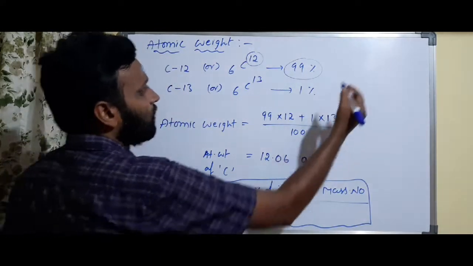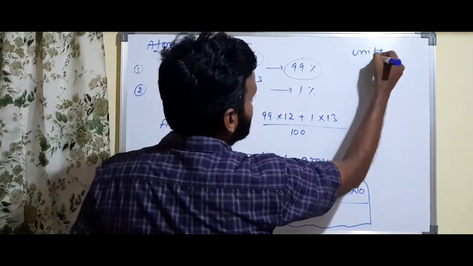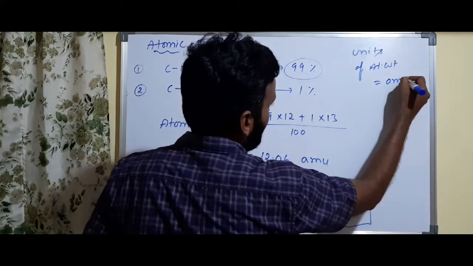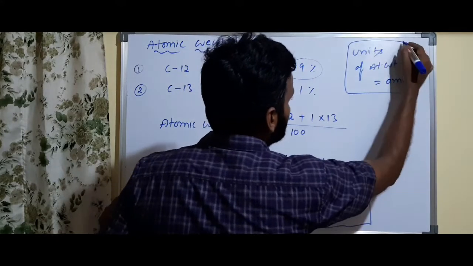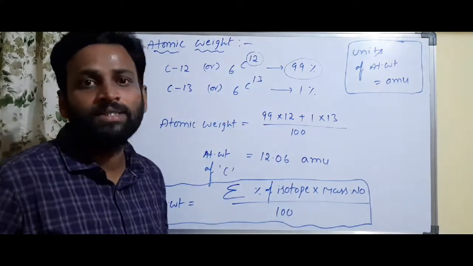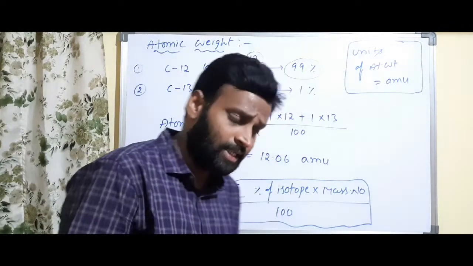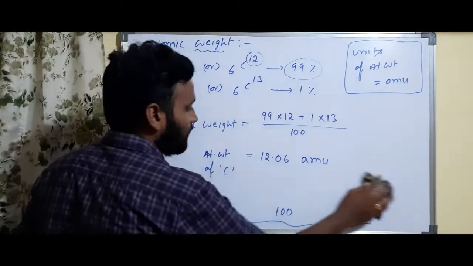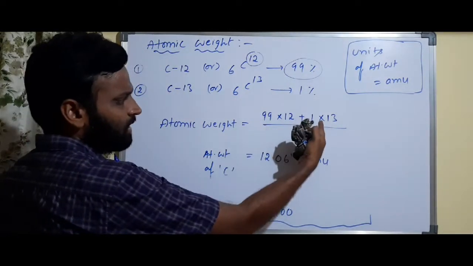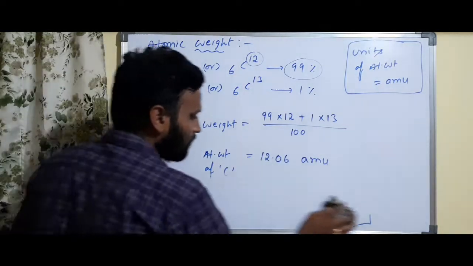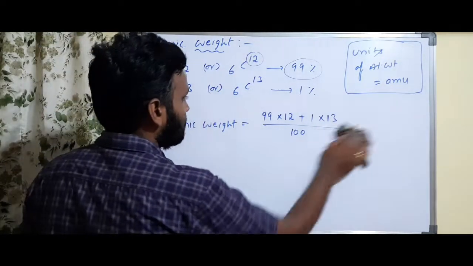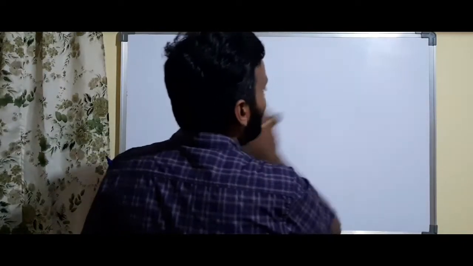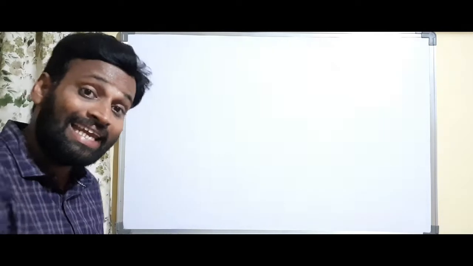What is the unit of atomic weight? Finally, the unit of atomic mass or atomic weight is AMU, meaning atomic mass unit. Got it clearly? So here you have the atomic weight calculation. If you simplify, you get around 1200 something. In that way you can get the atomic weight of any atom.